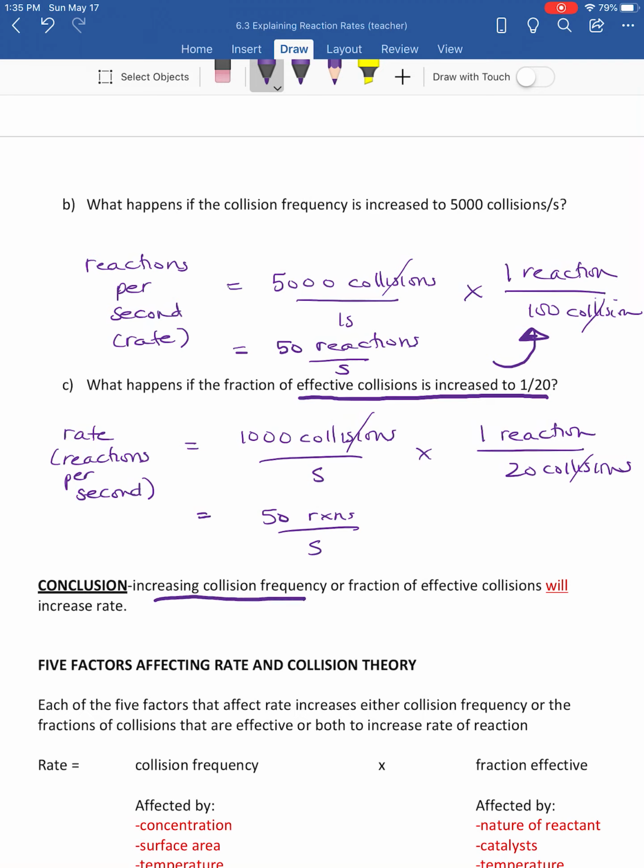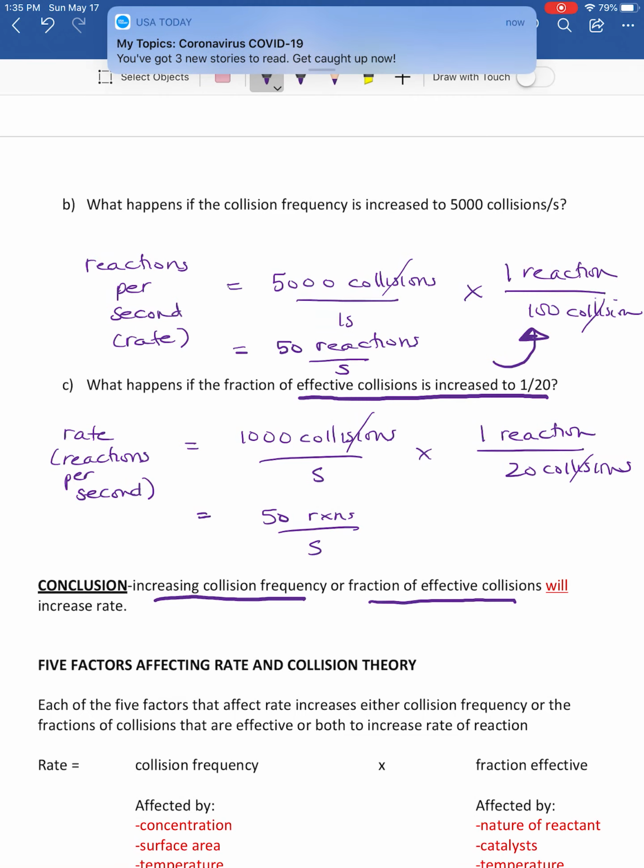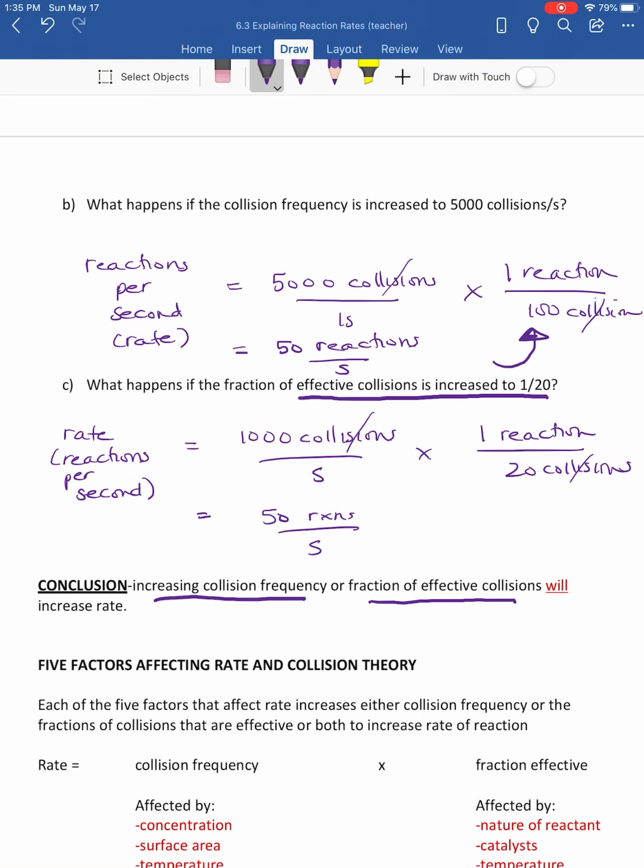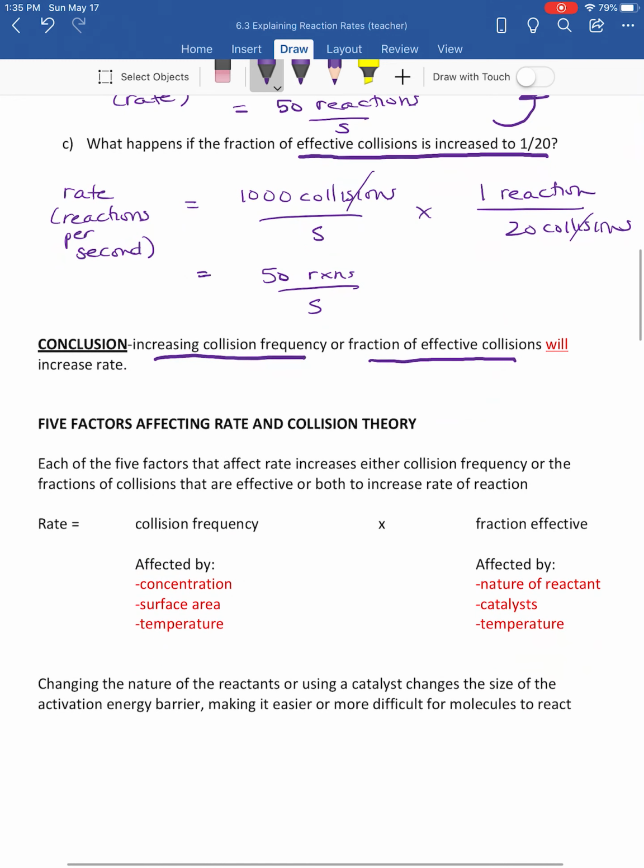All right, so my conclusion here is exactly what I just said. Increasing collision frequency or fraction of effective collisions will increase your rate. And if you increase both the collision frequency and the fraction of effective collisions, I won't say exponentially, but you'll definitely increase the rate to a greater degree. Okay, so when we take a look at the factors affecting rate in collision theory, there's several that we talk about, and I'm sure we've talked about it before, even in biology, but I'm going to go through it yet again.